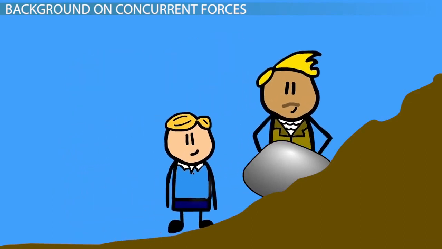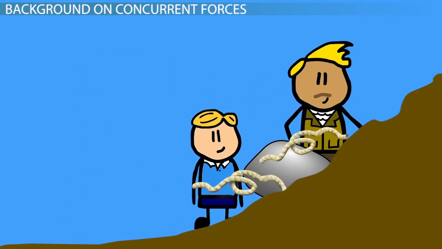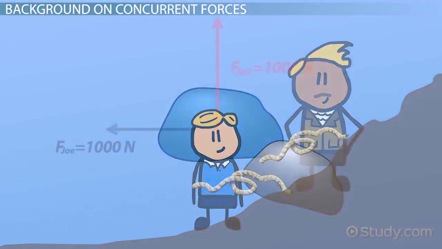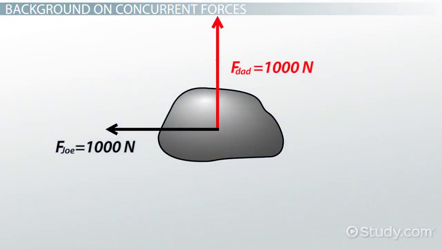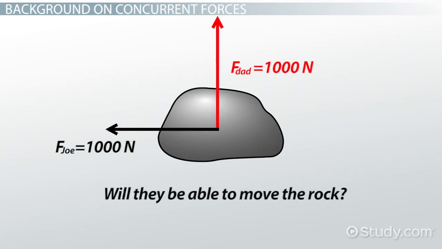To try and move the rock, they tie two ropes to the rock and both pull at the same time with equal forces of 1000 N each, but they don't pull in the same direction. Joe pulls his rope due east while his father pulls due north. Will they be able to move the rock?